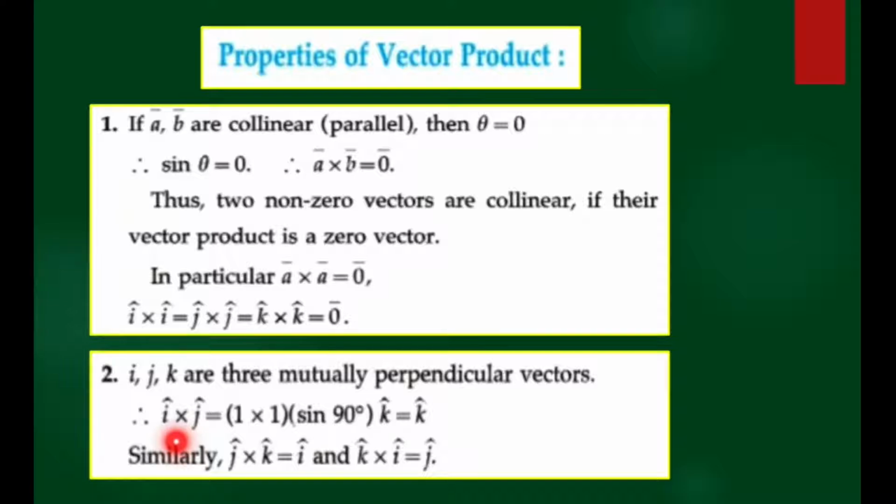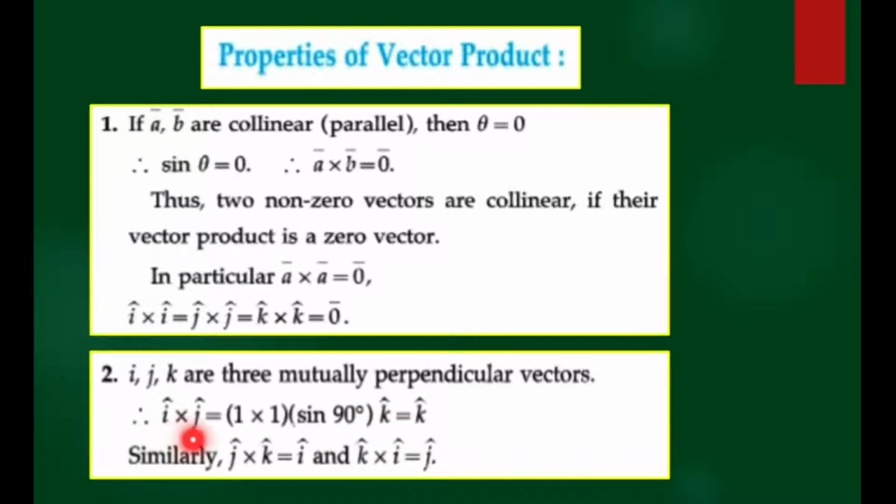Therefore, I cap cross j cap equals, by definition, magnitude of I, which is 1, magnitude of j, which is 1, into sine of the angle between them. We know that the angle between the x-axis and y-axis is 90 degrees because they are perpendicular to each other. So theta equals 90 degrees, into the unit vector.